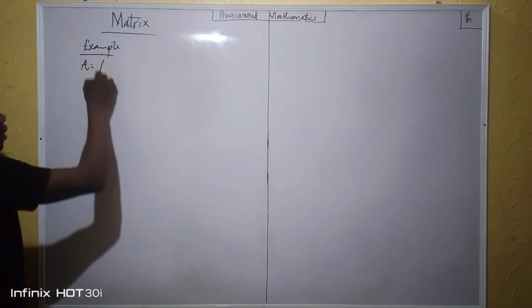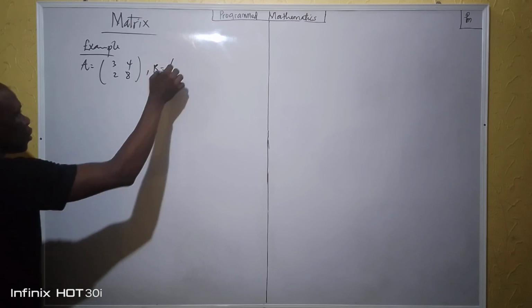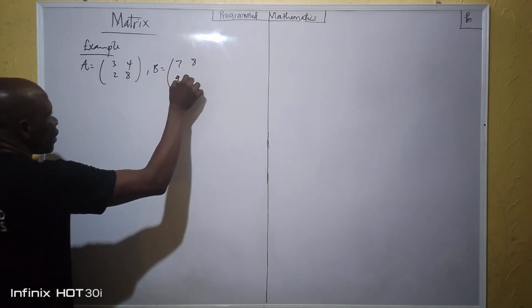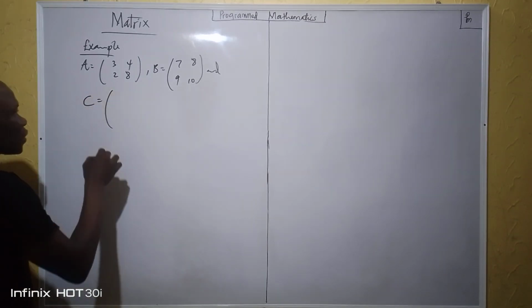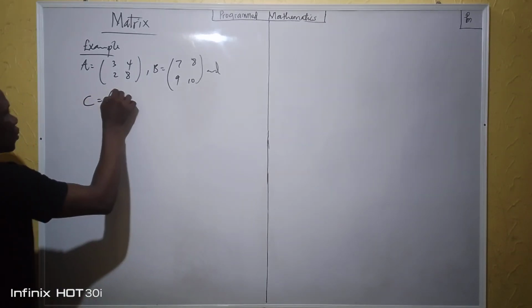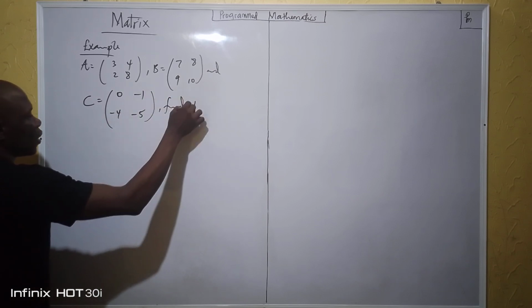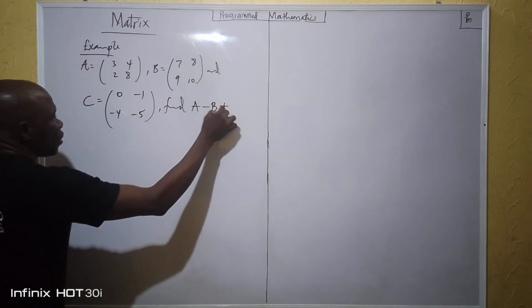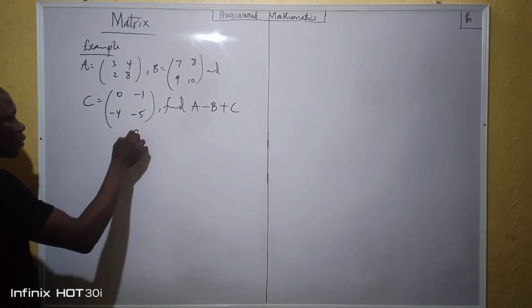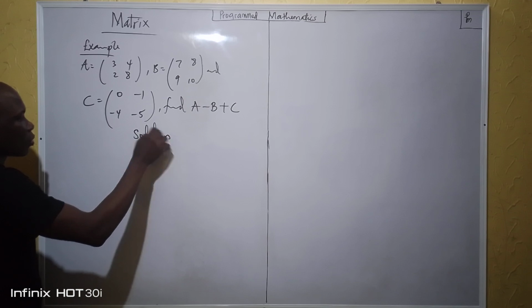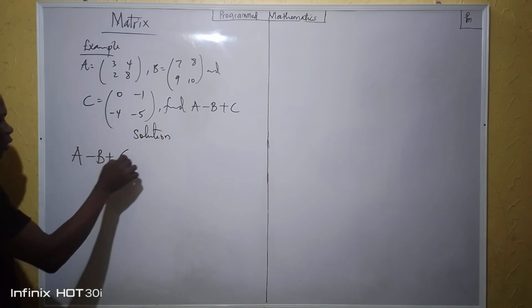If I have matrix A to be 3, 4, 2, 8, matrix B to be equal to 7, 8, 9, 10, and matrix C, let's say this is matrix C, is 0, minus 1, minus 4, minus 5. So we want to find matrix A minus B plus C. Let's look at the solution to that. So matrix A minus matrix B plus matrix C.